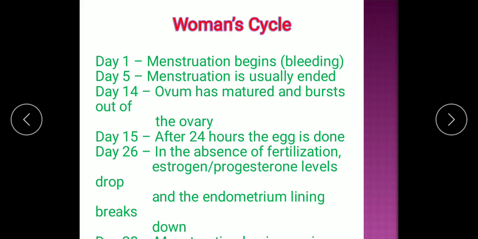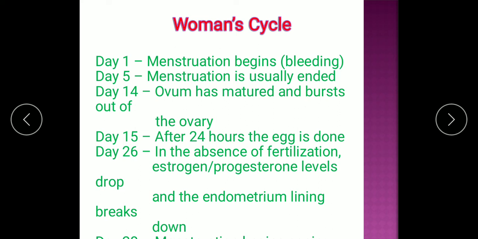An overview of the woman's cycle. Day 1, menstruation begins with bleeding, the start of the menstrual cycle. Day 5, menstruation usually ends. The average menstruation period is 1 to 8 days, usually 1 to 5 days. Day 14, the ovum has matured and bursts out of the ovary. So ovulation occurs on day 14, and the ovum is released from the ovary.